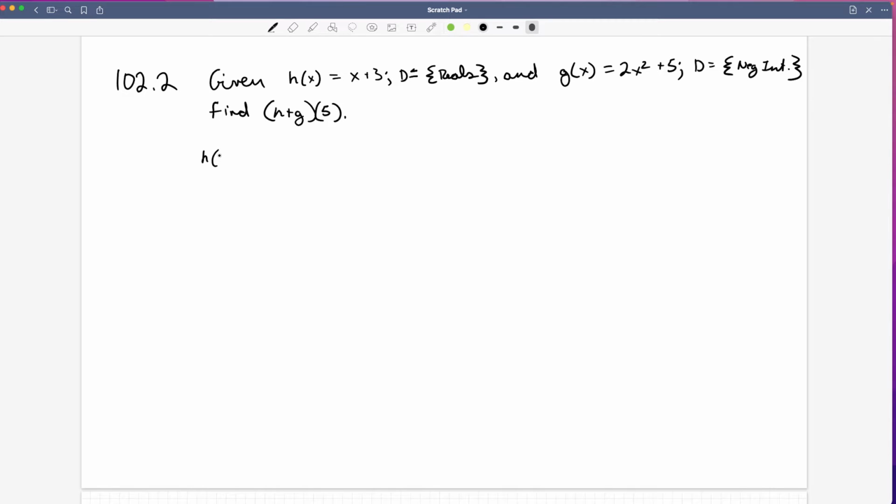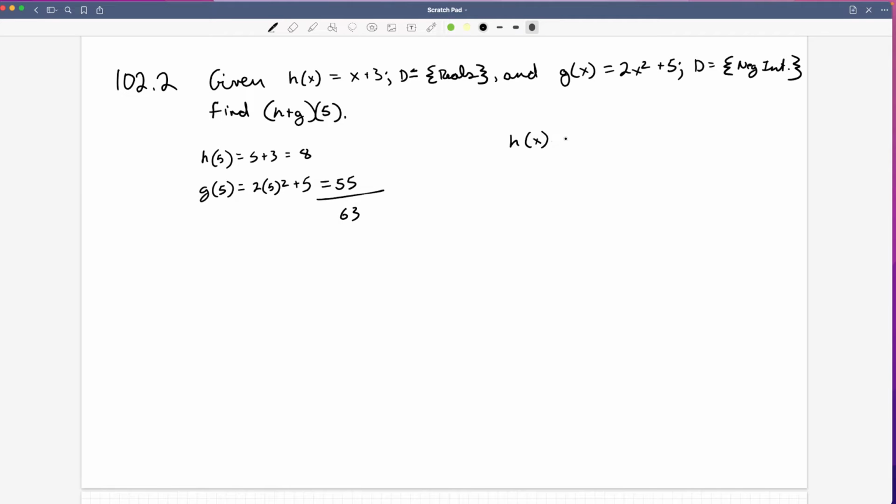So we're going to say h of 5 is equal to 5 plus 3. That equals 8. And g of 5 equals 2 times 5 squared plus 5. So that's going to be 25 times 2 is 50 plus 5 is 55. So when we add those two together, we get 63. All right, so there's one answer, one way to do it. Let's try this way.